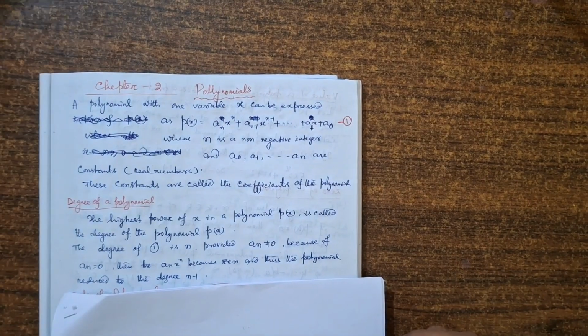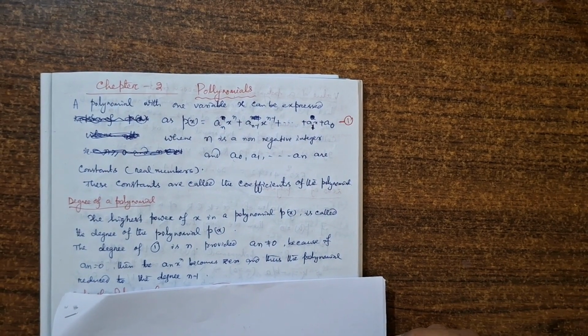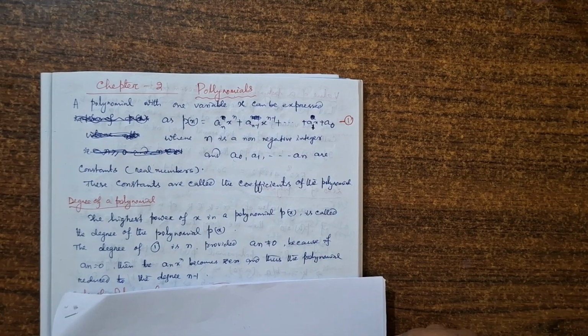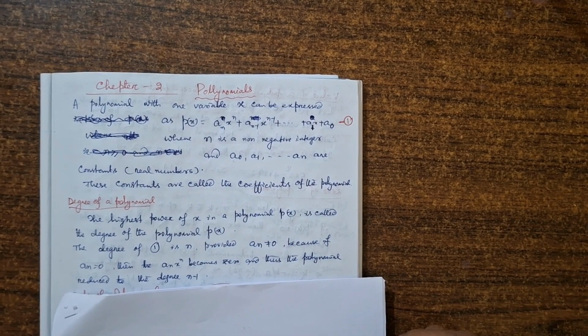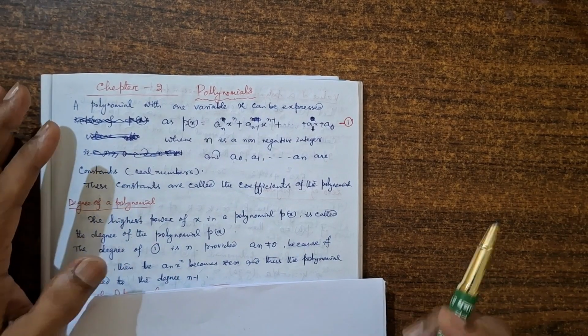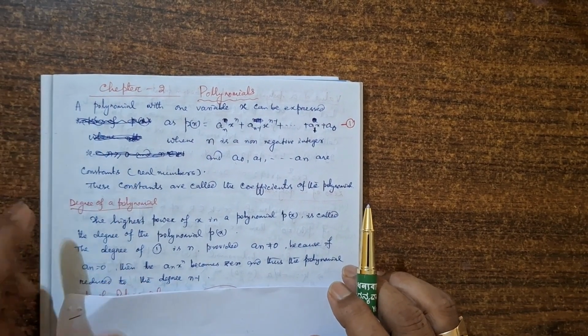Dear students, we have already read earlier the real numbers in parts 1, 2, 3. Now we will start the polynomials, which is chapter 2. Let us now define what is a polynomial.